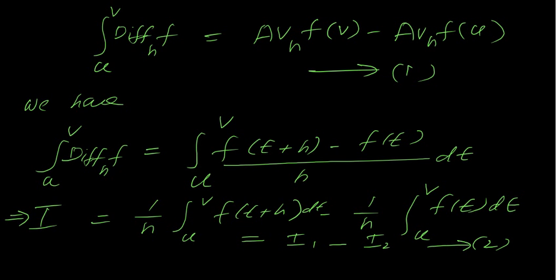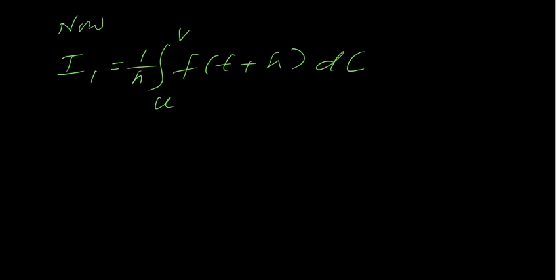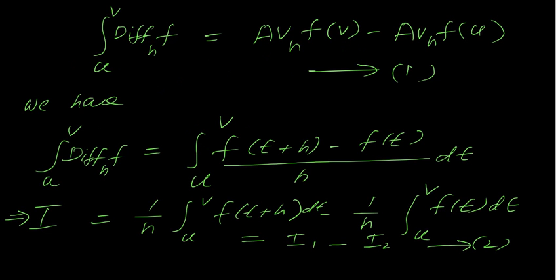We'll try to simplify this integral I1. Okay, so now this I1, and name that expression as (2). Yes. So now integral I1, which is equal to integral from u to v of f of t plus h, times 1 over h, dt. We replace this t plus h by a new variable. I should write here y plus h rather than this t.